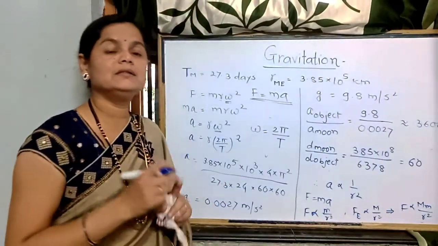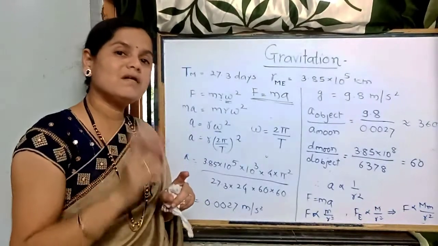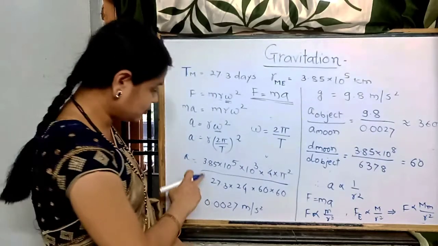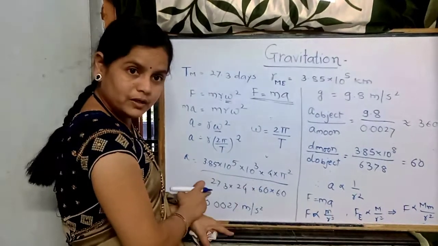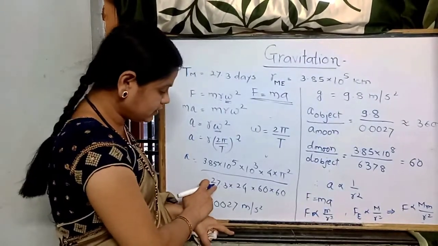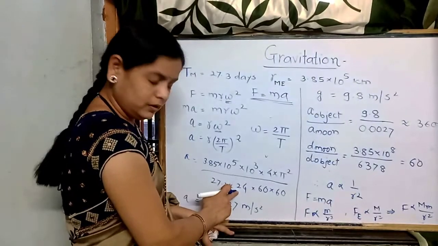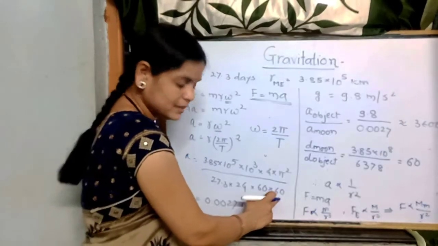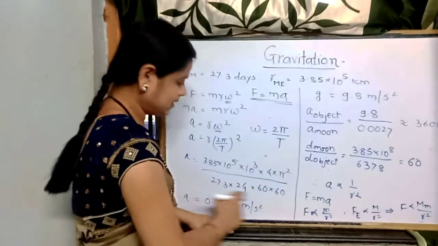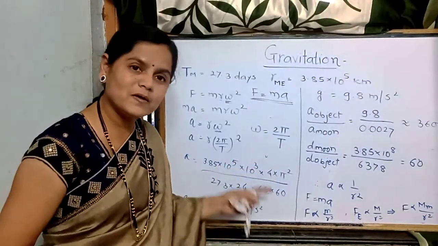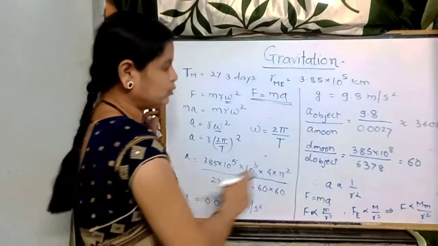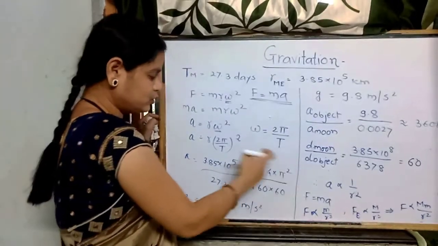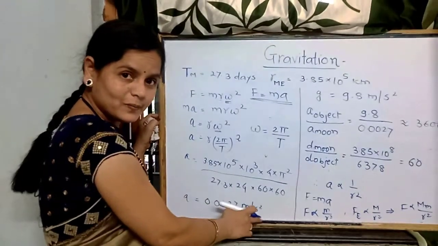T is the time period, that is, the time required by the moon to complete one revolution around the earth. Therefore, we can replace it in terms of seconds as 27.3 days, converted into hours and seconds: 24 multiplied by 60 multiplied by 60. This whole acceleration now has the unit meter per second square. We have converted kilometers into meters and days into seconds.